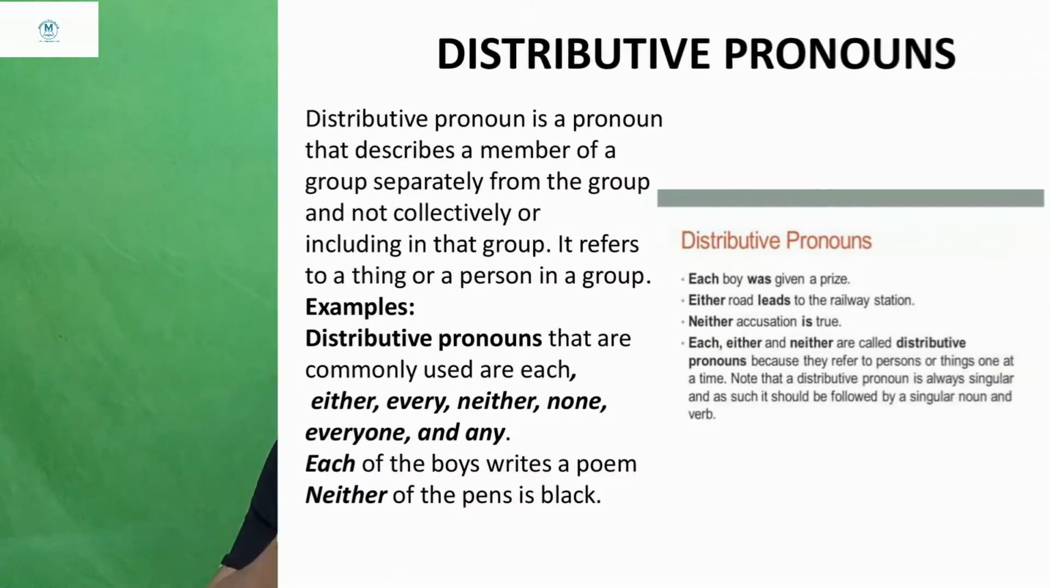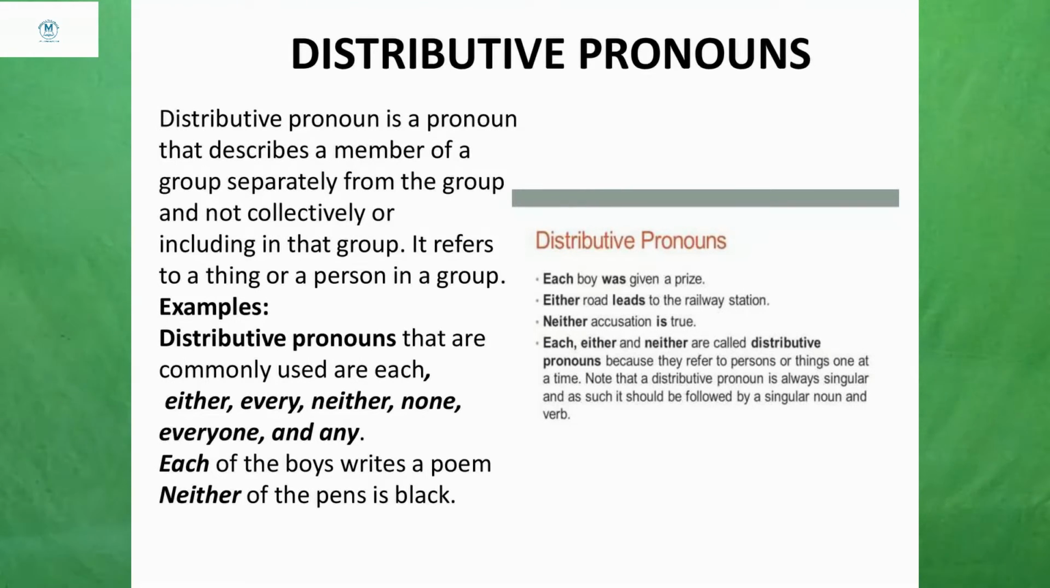Distributive pronoun. Distributive pronoun means that it describes a member of a group separately from the group. That means from a group of people you want to talk about a single person. In that scenario we use distributive pronouns. So distributive pronouns describe a member of a group separately from the group, and not collectively or including it in that group. It refers to a thing or a person in a group. Means you are referring to a thing or a person in the group. In that scenario you use what?